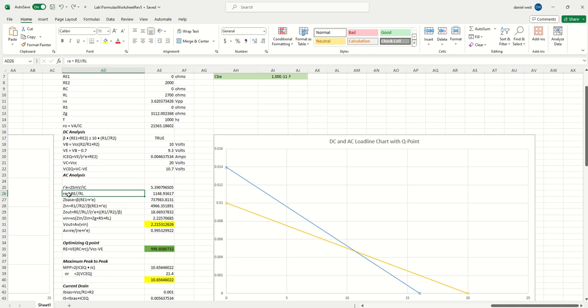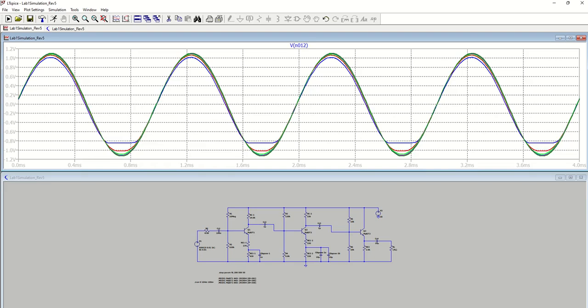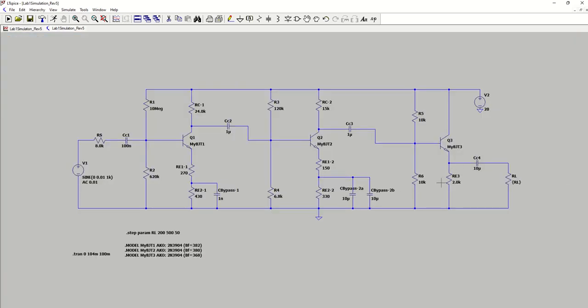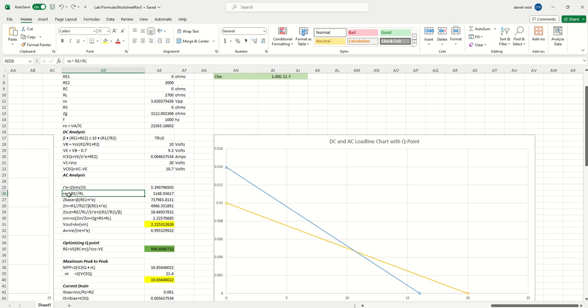But R little re, which is big RE in parallel with RL, and going back to the circuit, this is big RE and the load resistance. So the resistance of the emitter, the resistance of the load. And I personally call that little re. It's just something I do to give it a new variable. So that's dependent on RL.